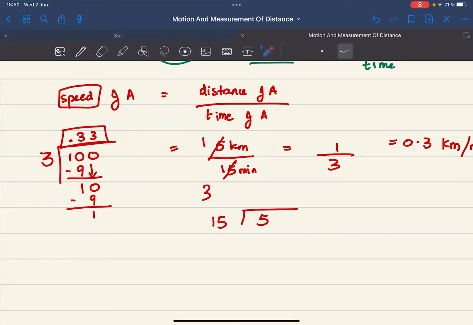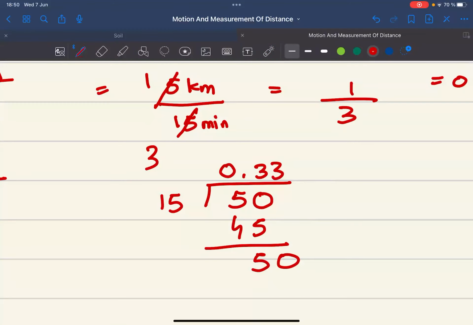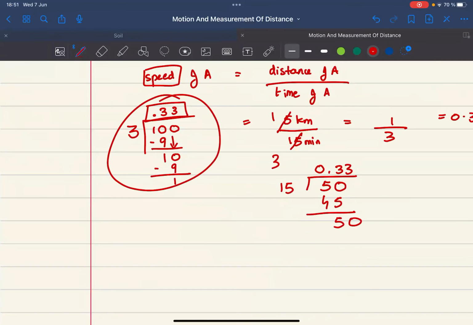So 5 divided by 15 you will do. That a point, a zero, 3, because 45, again 5, again 0. Can you see? 0.333 only is coming. So this is the quickest way. We're ending up with the same answer only.